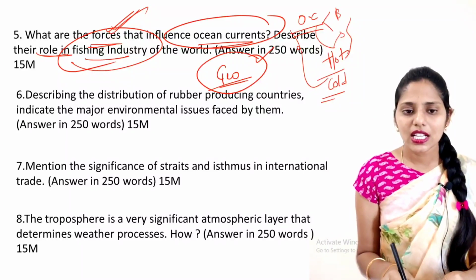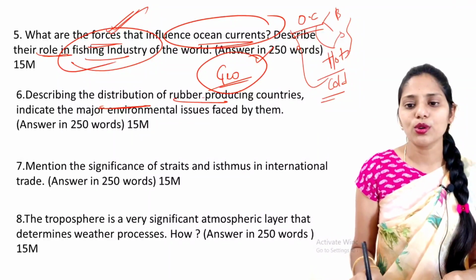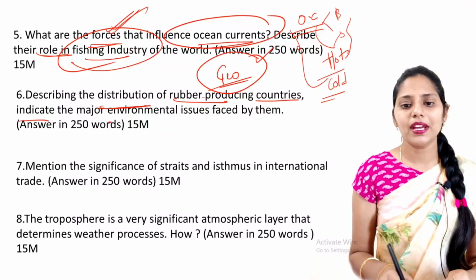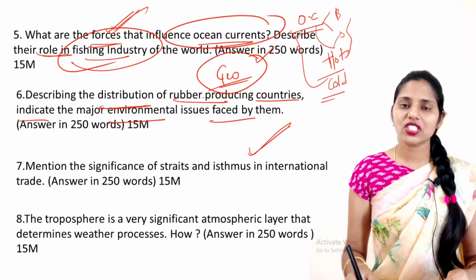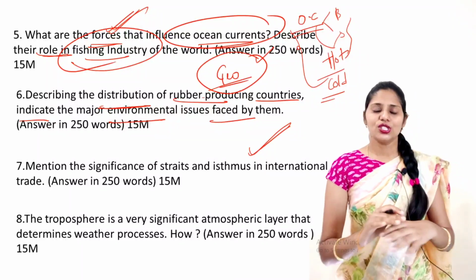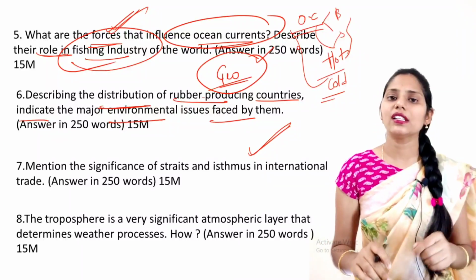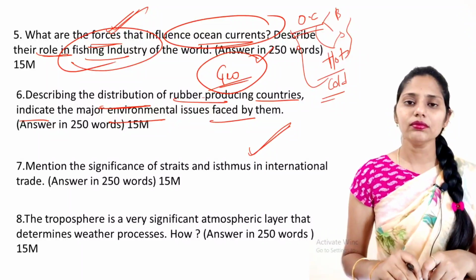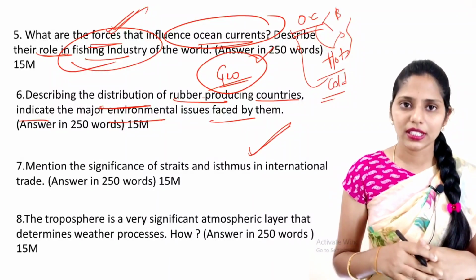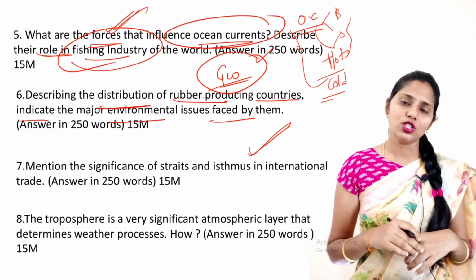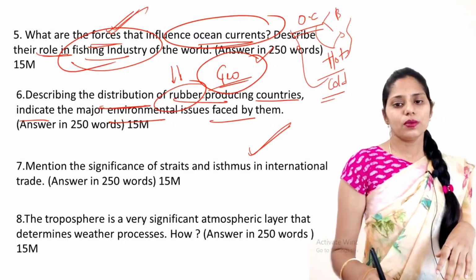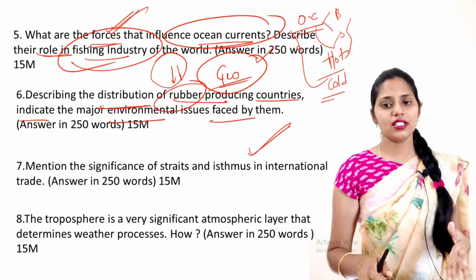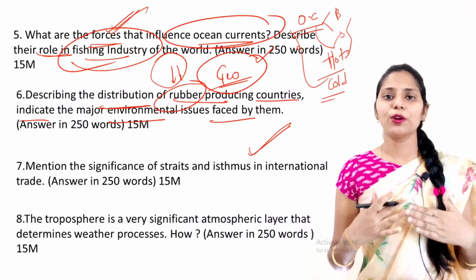And this one is, describe the distribution of rubber producing countries and indicate the major environmental issues faced by them. So why is this question in this year's paper? Two days back there was an article regarding this rubber. Actually China stopped taking the rubber which is produced in India. Because of this, the price of rubber has fallen. So the question here is about the distribution of rubber producing countries.